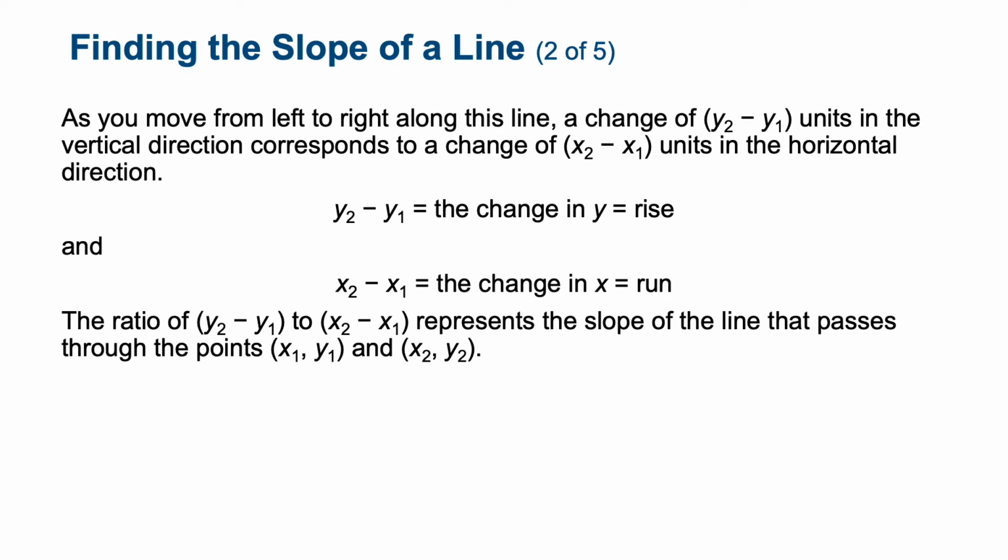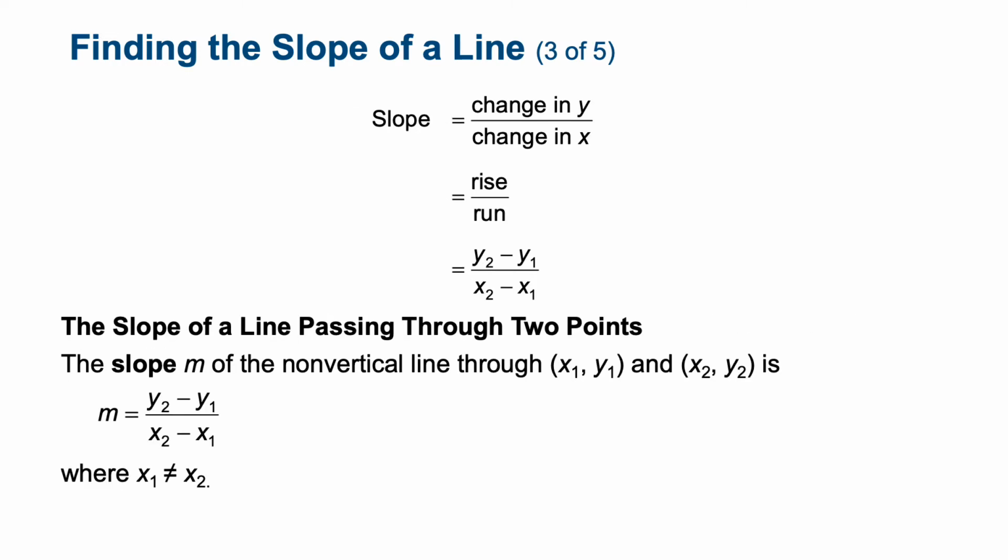So y2 minus y1 is the change in y, also known as the rise. And x2 minus x1 is the change in x, also known as the run. So this ratio is our slope, rise over run, right? Change in y over change in x. So slope is change of y over change of x, also known as rise over run, more specifically y2 minus y1 over x2 minus x1. So that is our equation to find the slope of a line.